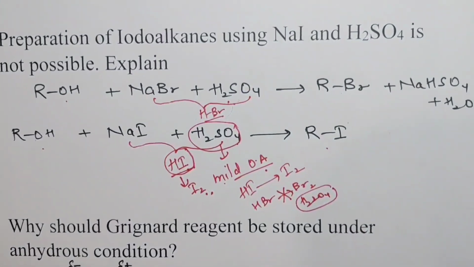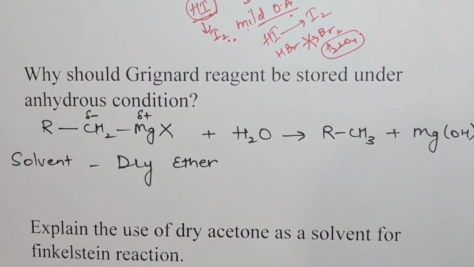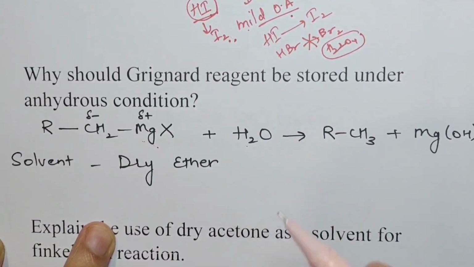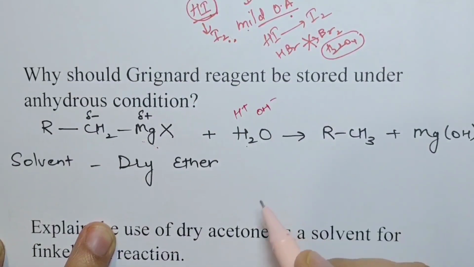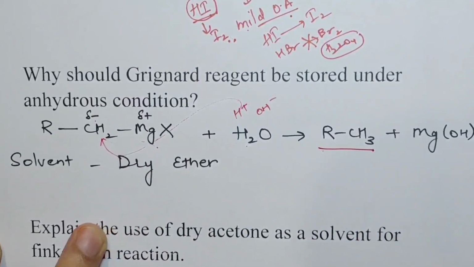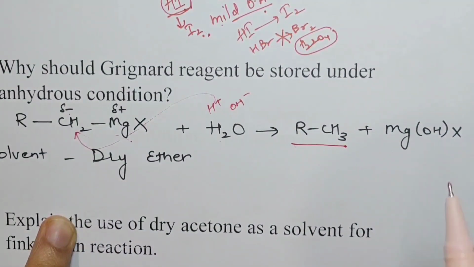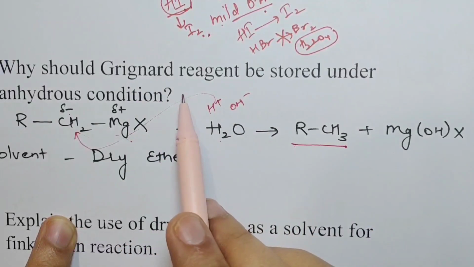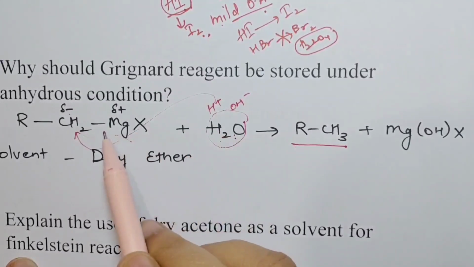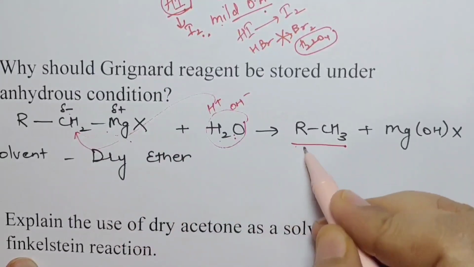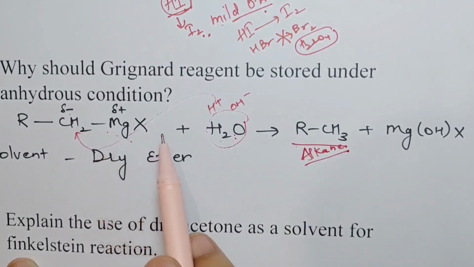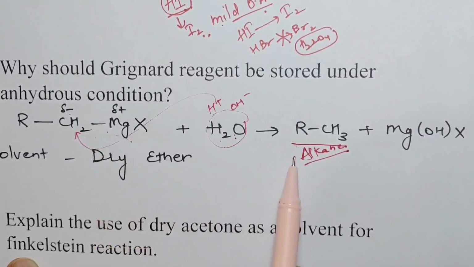Okay, moving on. Why should Grignard reagent be stored under anhydrous conditions? So this is your Grignard reagent. When it combines with water, water has H plus and OH minus ions. Now since this is partially negative, H plus would combine with this and will form the alkane and will be left with MgOHX also. Now, if Grignard reagent is to be stored for further use, we cannot afford to have moisture in it because moisture or water will then be reacting with the Grignard reagent and it will form alkane. We use this very reaction to form alkane from Grignard reagent, but for storing purpose, we cannot afford to convert all of it into alkane, right?